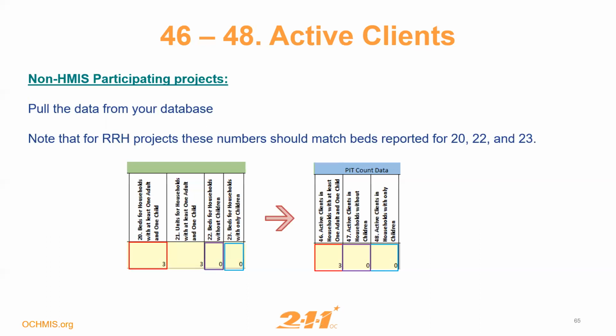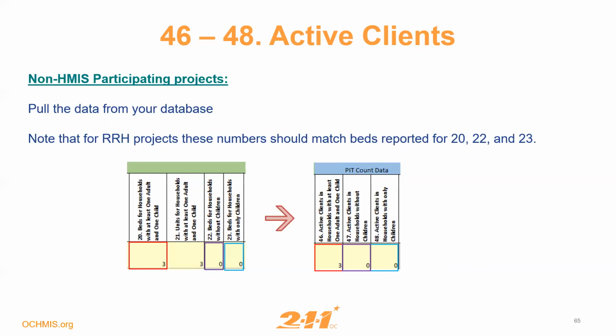So as we discussed, the beds that you report on the HIC are based off of your active clients that are housed on the night of the HIC, so these numbers should match. So for question 20, there were 3 beds reported for households with at least 1 adult and 1 child. So that means there were 3 active clients in this type of household. So you see that in question 46, it also says 3. So the red box here, 3 matches 3 on both parts of this HIC answer form.